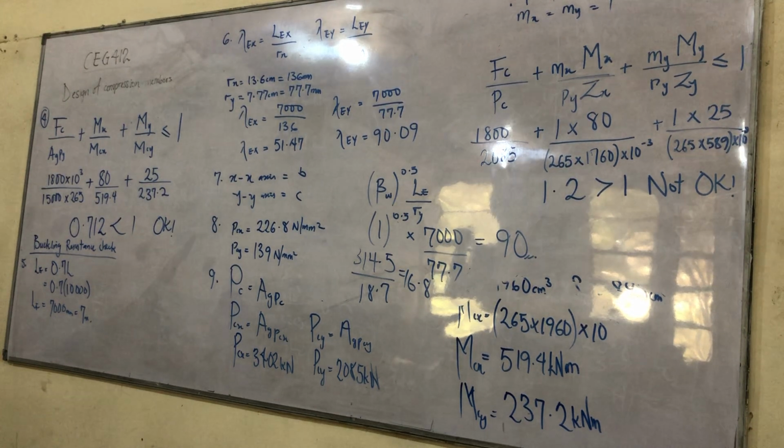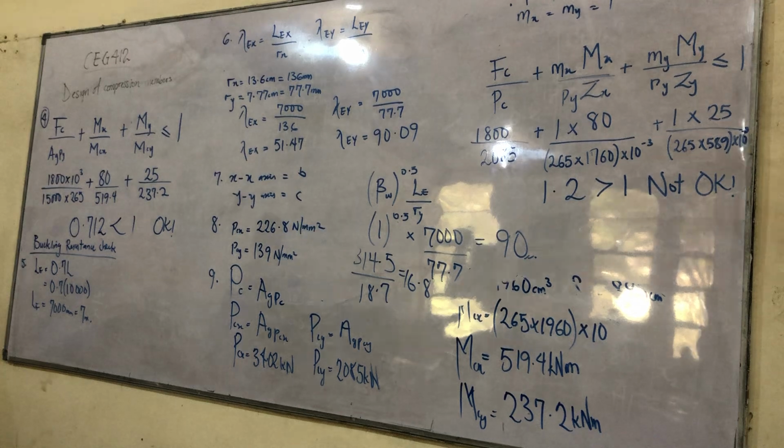This one, let's find D over T. What will be the parameter here? That's capital letter D divided by capital letter T. Capital letter D from your section table is your depth of section. Capital letter T is the thickness of your flange. So what do we get? 16.8. So you have to interpolate to get your PB. Do you understand?